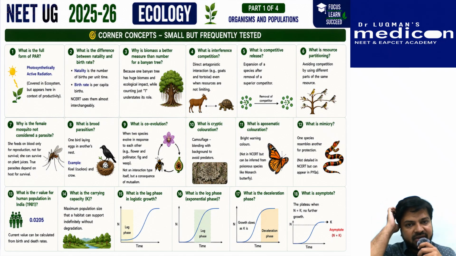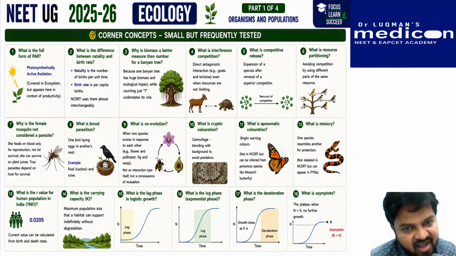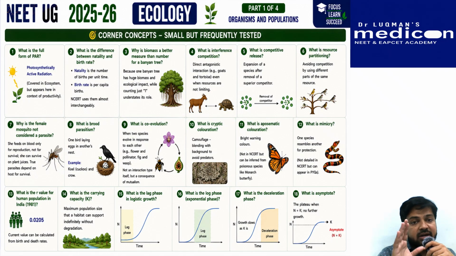What is interference competition? We have studied that one. The resource is not limiting, it is unlimited, but one species is going to interfere with the other species. Competitive release: with the removal of one organism, total removal, the other organism benefits. Okay, stop the video and revise all these things. It will be helpful.